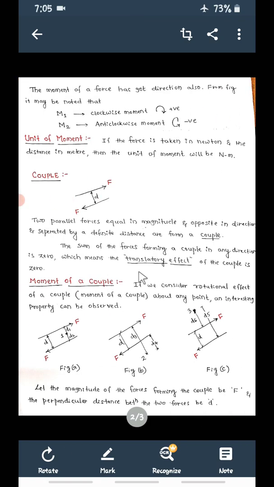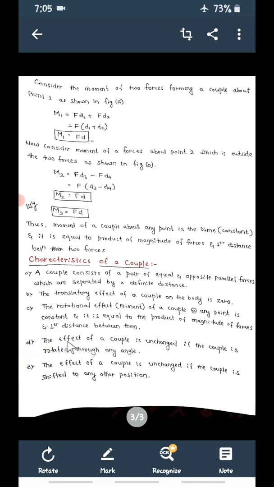Now see, take this first figure. You rotate this, then calculate the moment again. It is not going to change. It will remain the same, F into D only. So another interesting characteristic is that if you rotate the couple through any angle, the moment of the couple remains the same. Whatever angle you rotate it through, it will remain F into D only.